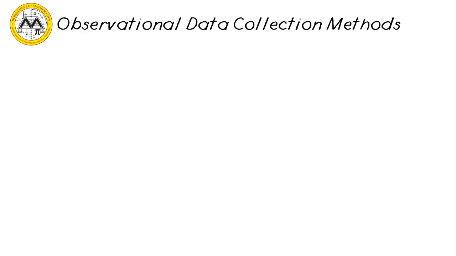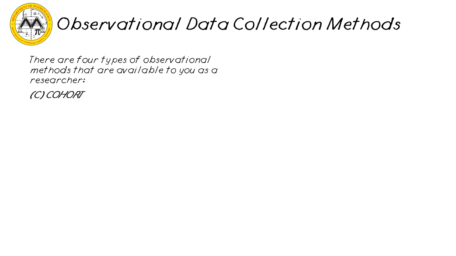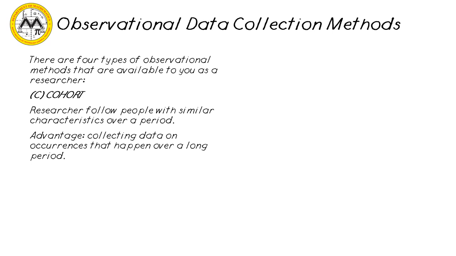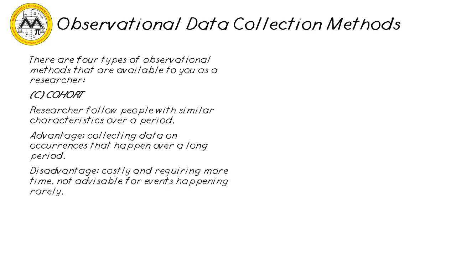For the third observational data collection method, we have the cohort. So first, again, is cross-sectional. The second one is case control. The third one is cohort, all C's. For cohort, the researcher follows people with similar characteristics over a period. This type of design takes time. You follow the growth of one product. Say, for example, you want to check how plants behave or grow over time. So it is a cohort. Advantage, it collects data on occurrences that happen over a long period of time. Disadvantage, it's costly and requires more time, and is not advisable for events happening rarely.